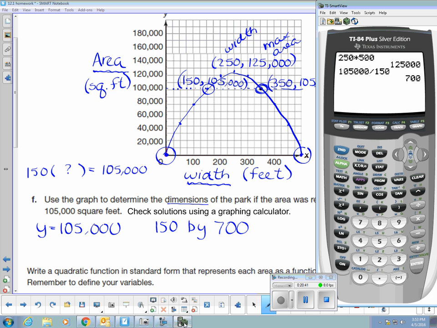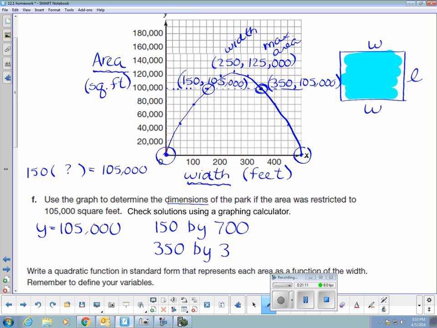And then my other point of intersection is 350 by, and we're going to do the same thing. Take 105,000 and divide that by 350. So those are my dimensions that give me an area restricted to 105,000 square feet.